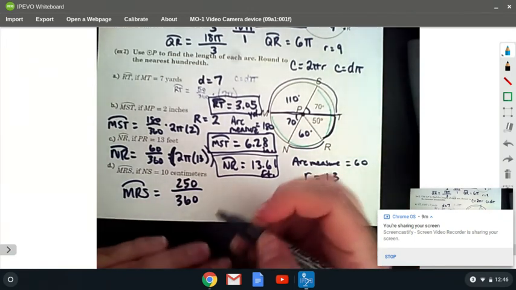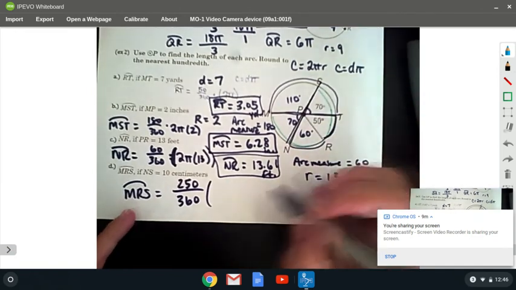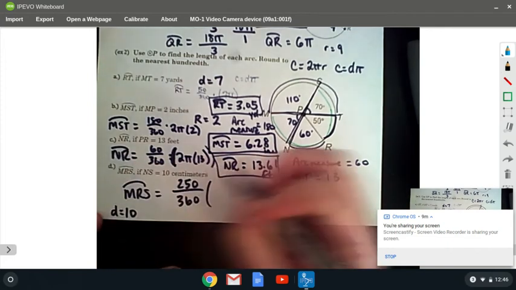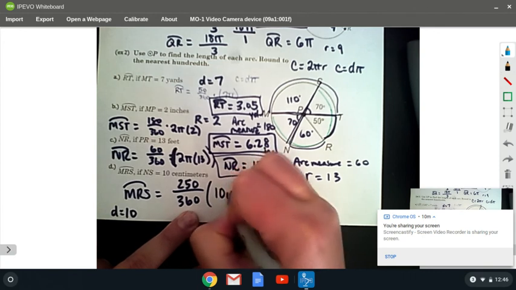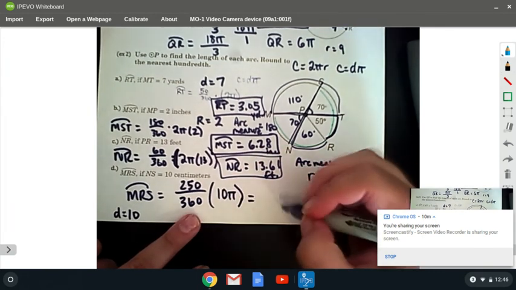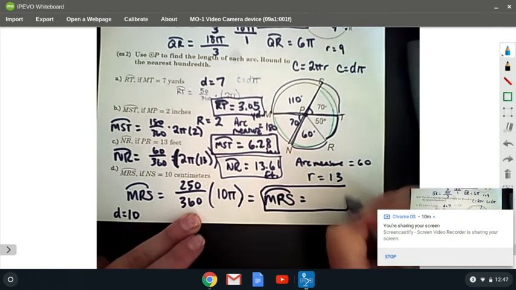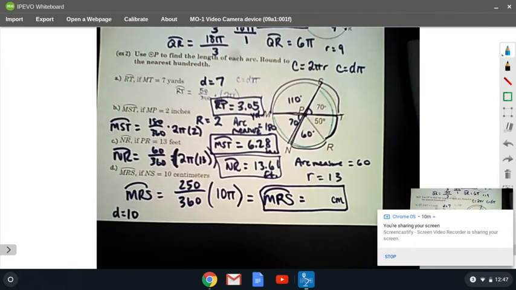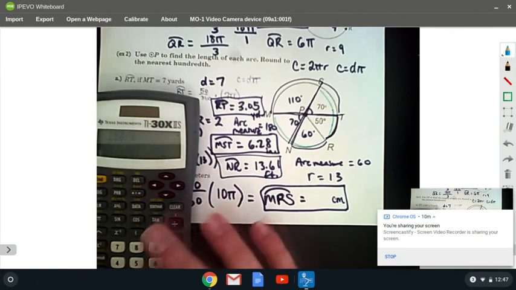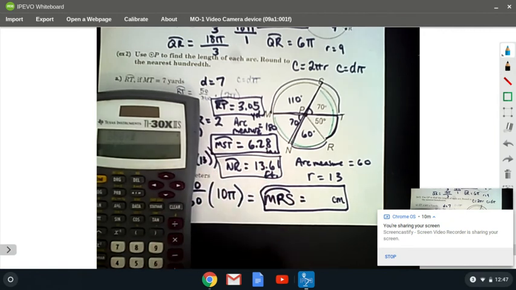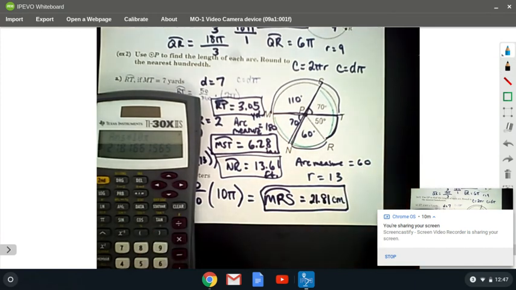So 250 divided by 360 times, they said NS, which is a whole diameter. So diameter is 10. So I'm going to use the formula C equals D pi. So 10 pi. And this is going to be centimeters when I find it. So I'm just going to plug this in my calculator now. So 250 divided by 360 times 10 pi, and I get 21.81.